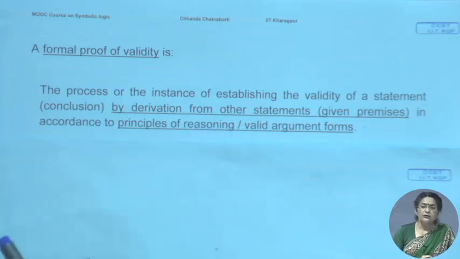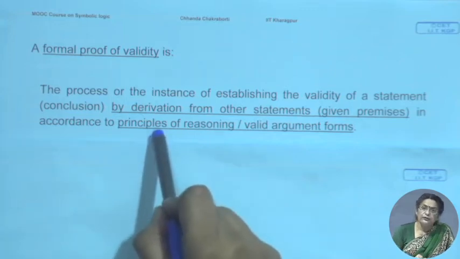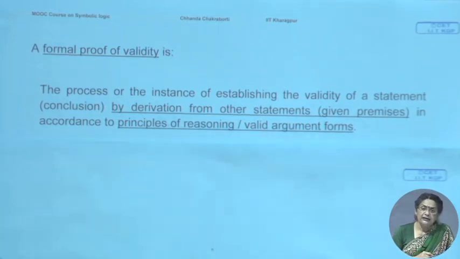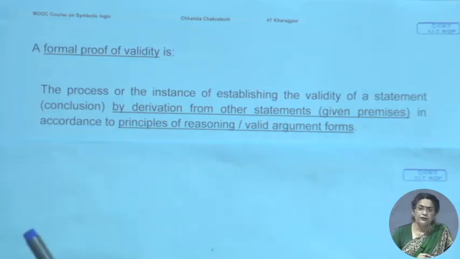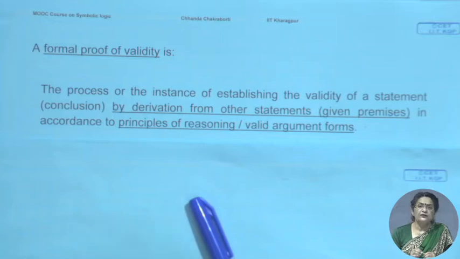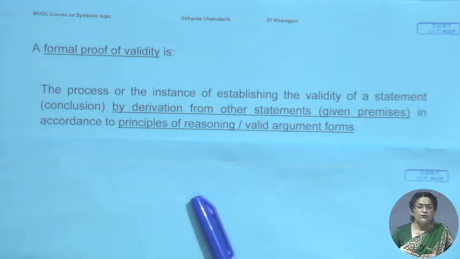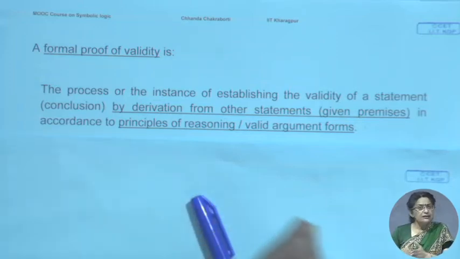Now, you will ask, where are these principles of reasoning suddenly coming from? Well, that is where we will bring in the idea of valid argument forms. Right now, you will not understand what valid argument forms are. I am going to save that for the next module. Right now, take the formal proof of validity as a detailed step by step sequence to show how the truth of the conclusion can be derived from the assumed truth of the given premises.